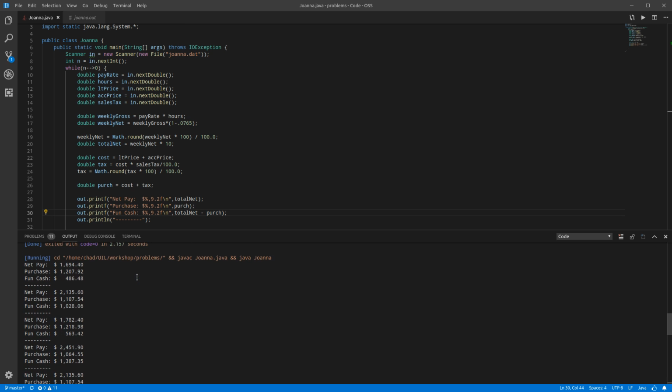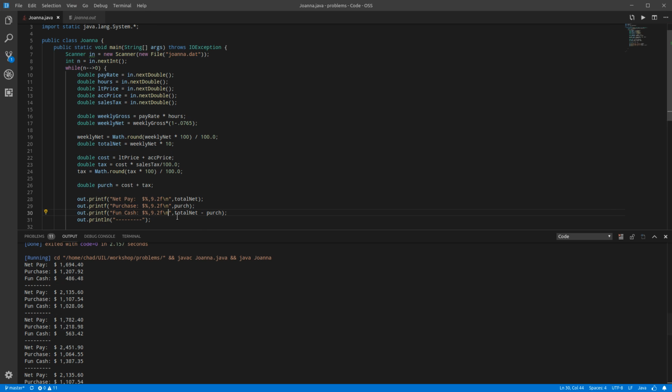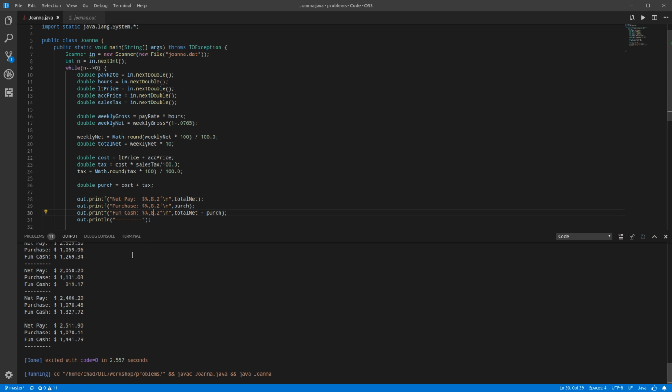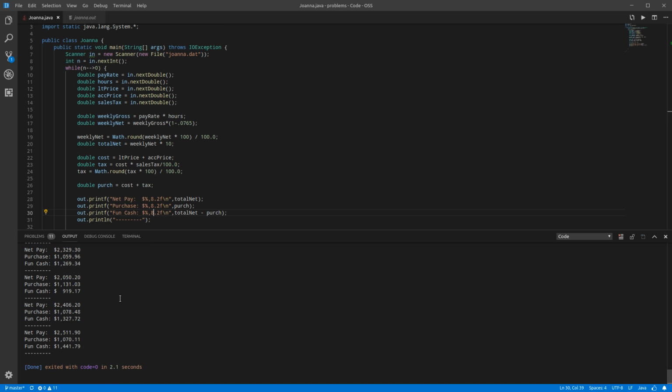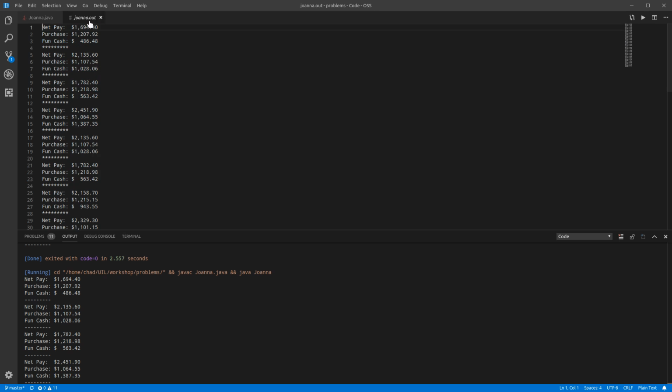And so that looks like the right formatting. I think I've got an extra space. Yeah, I do. So we actually want not 9, but we want 8. 8. Let's try this again. That looks better. I'm going to go and compare with the output just to make sure.